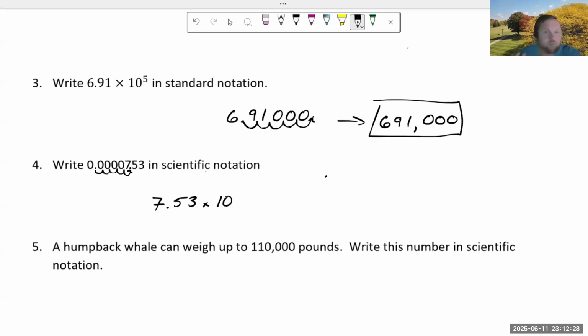Again, I'm not too worried about left and right. I'm thinking about the fact that I started with a number that's smaller than 1. Since I'm starting with a number that's smaller than 1, I'm going to put a negative sign. And I moved 1, 2, 3, 4, 5 places, so it's going to be 10 to the negative 5. So 7.53 times 10 to the negative 5 is my final answer.